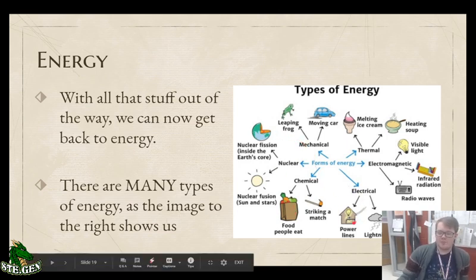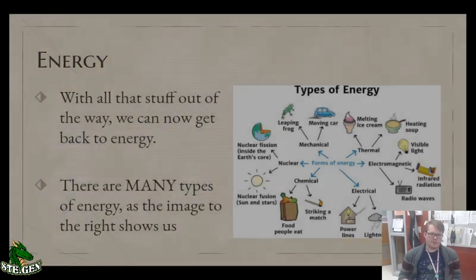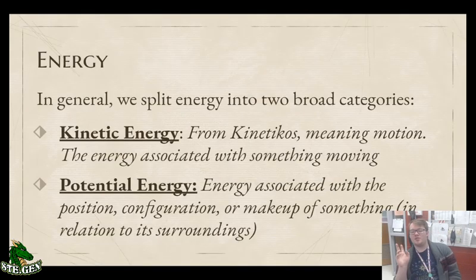Electrical energy that goes through power lines or lightning that's allowing me to power this computer. Electromagnetic energy that comes in the form of visible light, infrared radiation, radio waves, ultraviolet light, microwaves, all of that. Thermal energy from things melting or from heating up soup. You can change the thermal energy. All of those are a bunch of different categories of energy. But in general, we can split them into two categories: kinetic energy and potential energy.